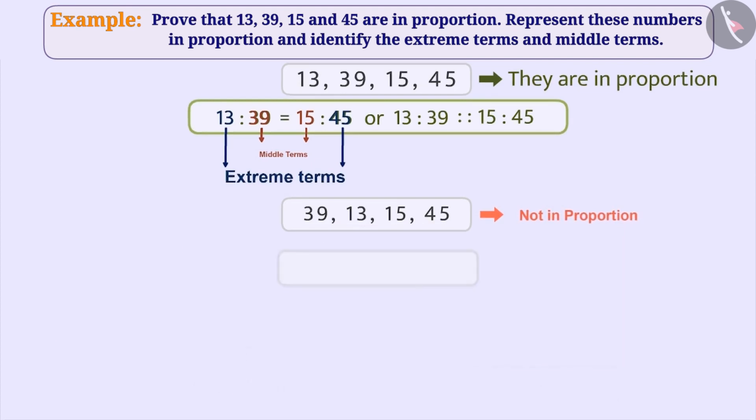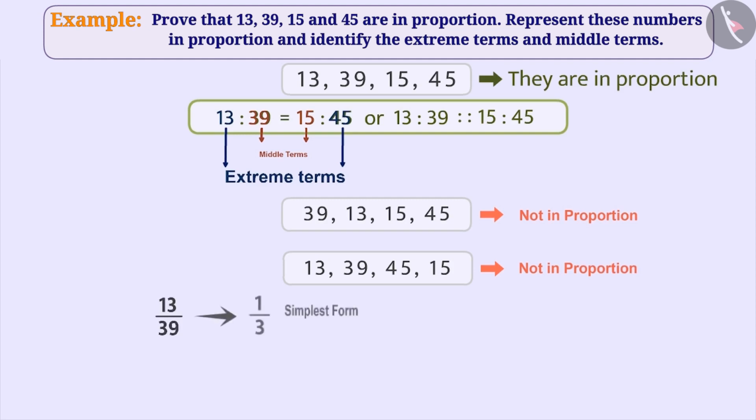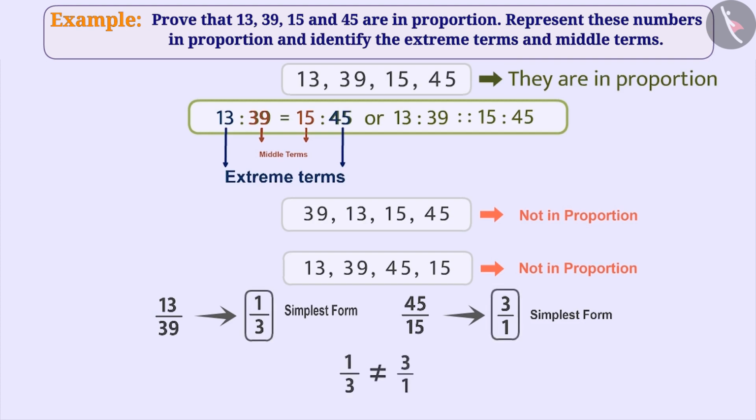If we change the order of the terms and write as 13, 39, 45 and 15, then also these numbers will not be in proportion, because the simplest form of 13 by 39 is 1 by 3 and the simplest form of 45 by 15 is 3 by 1, and 1 by 3 is not equal to 3 by 1. Therefore, we can say that if the order of the terms is changed, it is not necessary that they are in proportion.